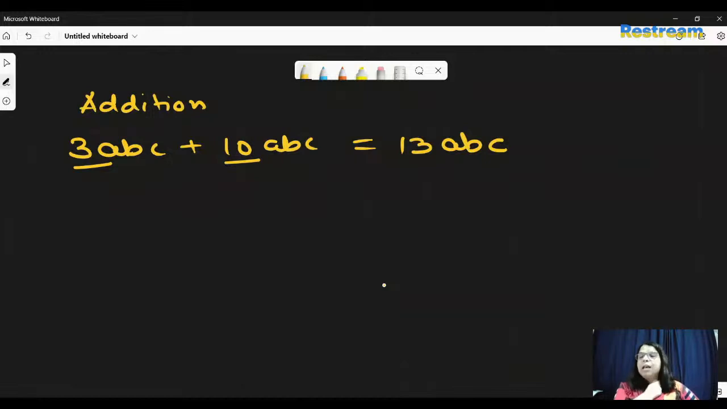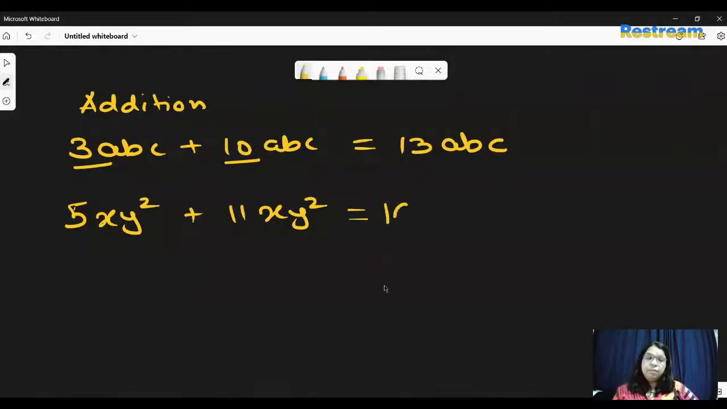Or let's say I have 5xy square plus 11xy square. What is 5 plus 11? 16. And then I will just put xy square here. Whatever laws of numbers you have learned in your previous years are all applicable in algebra. Plus algebra will have its own rules. So they are all going to be in harmony.